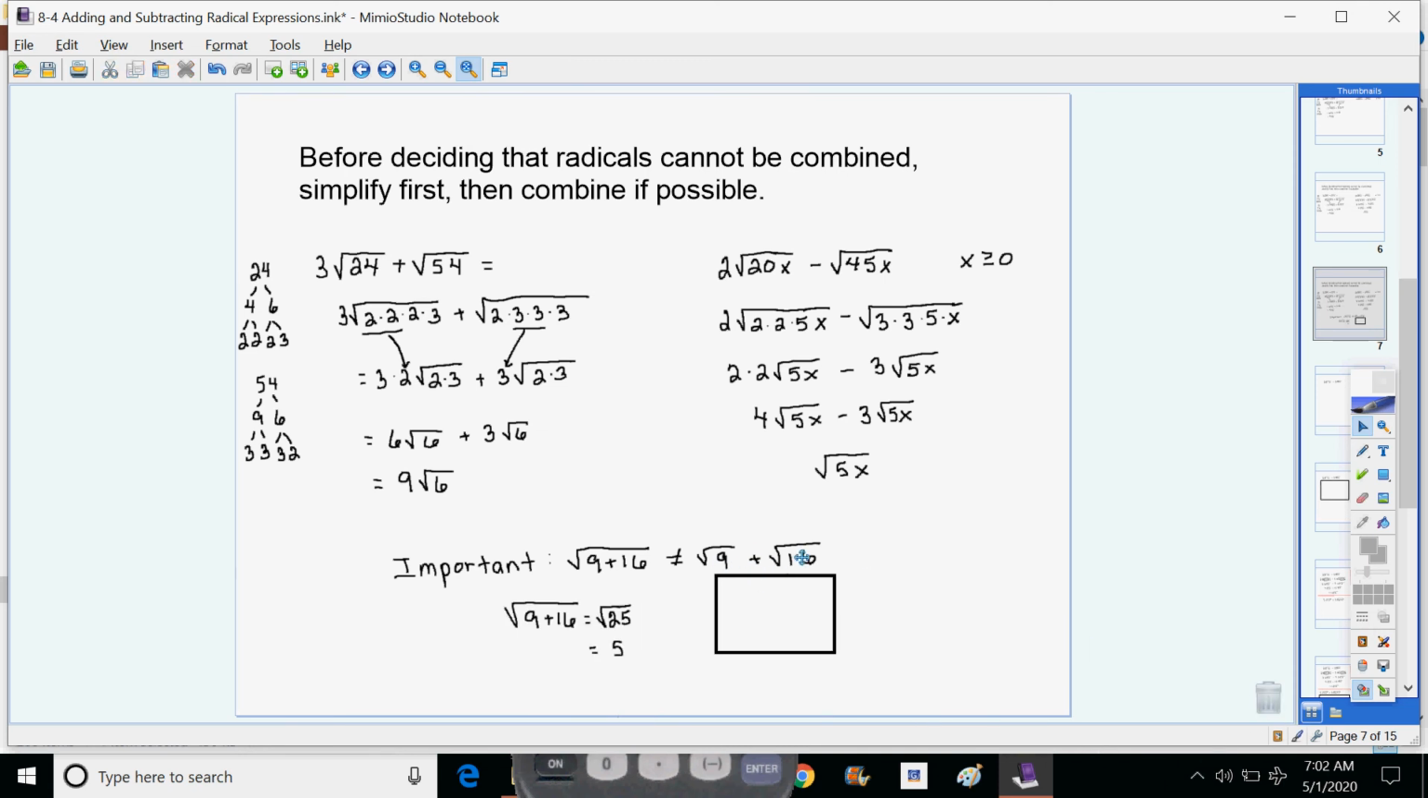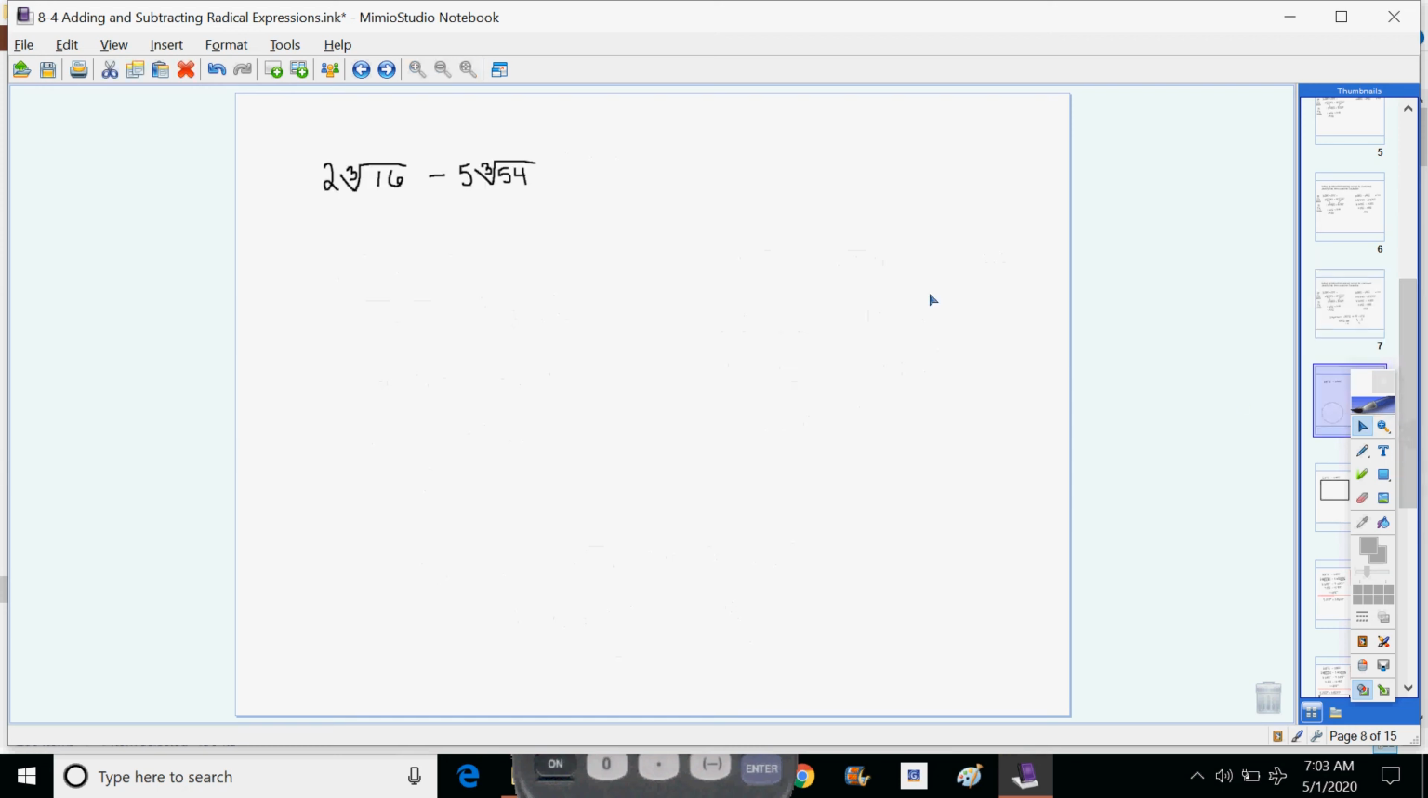This one, the square root of 9 plus the square root of 16: square root of 9 is 3, and square root of 16 is 4, which gives you 7. Two completely different answers. So don't get fooled and start applying your multiplying rules to your adding problems, because they just don't work. So be careful with that.